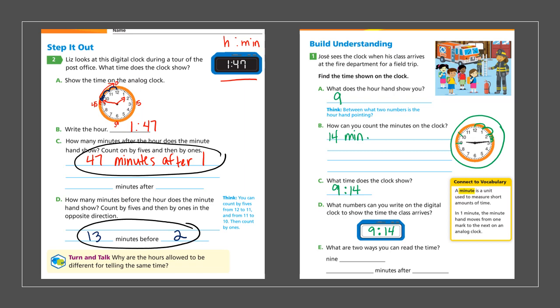What are 2 ways you can read the time? Well, we can read it 9:14, just the way we wrote it on our digital clock. Or blank minutes after blank. How many minutes after which hour? So it's 14 minutes after 9. And if we look at our vocabulary, it says, a minute is a unit used to measure short amounts of time. In 1 minute, the minute hand moves from one mark to the next on an analog clock.